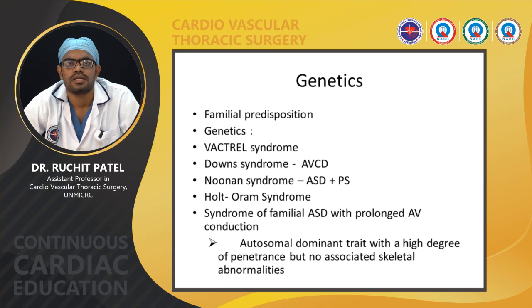There is a family predisposition found, particularly in the northern European countries. There is also a syndrome of familial ASD with prolonged AV conduction, which is an autosomal dominant trait with high penetrance. But it is unlikely to be associated with skeletal deformities, unlike Holt-Oram syndrome. Genetic syndromes associated with ASD include Holt-Oram, followed by Down syndrome, which is usually associated with AV canal defect. Noonan syndrome is usually associated with pulmonary stenosis with ASD.